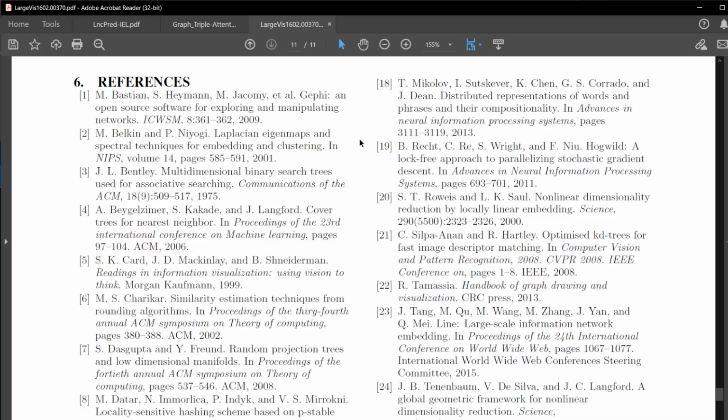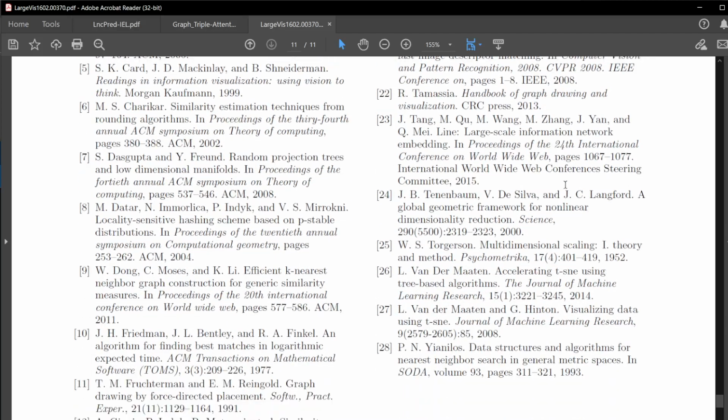24. J. B. Tenenbaum, V. de Silva, and J. C. Langford. A global geometric framework for nonlinear dimensionality reduction. Science, 290(5500), 2319 to 2323, 2000. 25. W. S. Torgerson. Multidimensional scaling, I: Theory and method. Psychometrika, 17(4), 401 to 419, 1952.